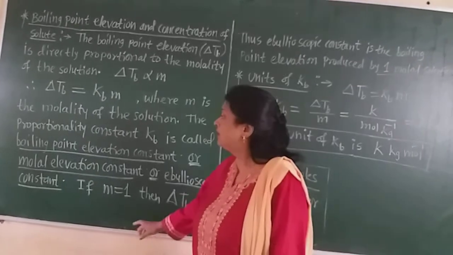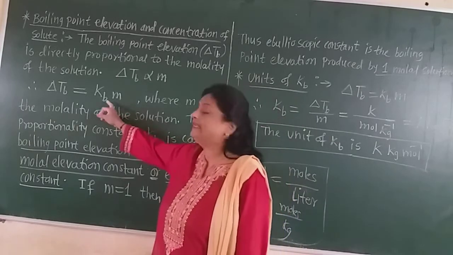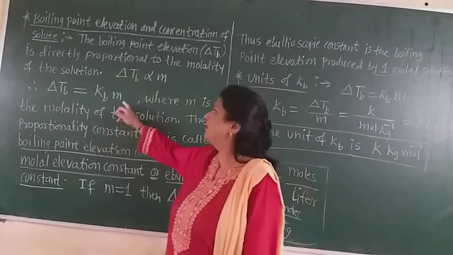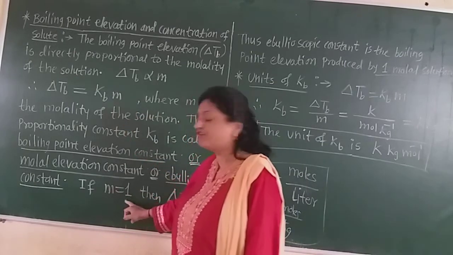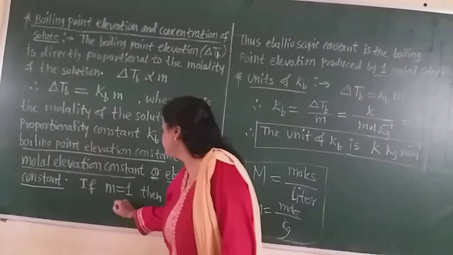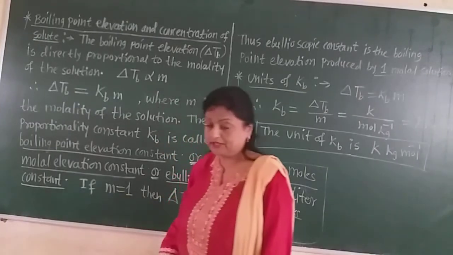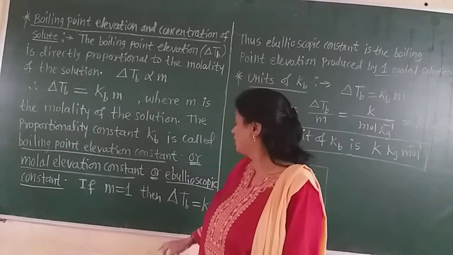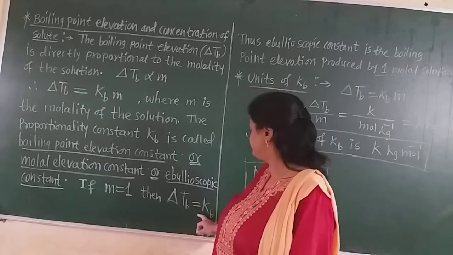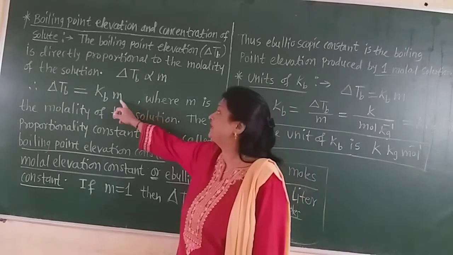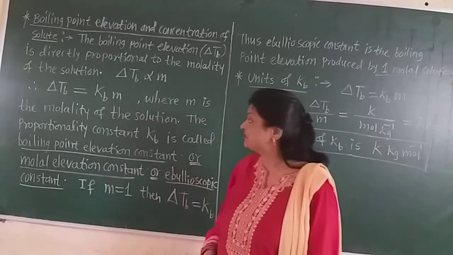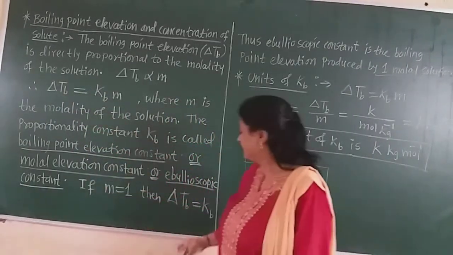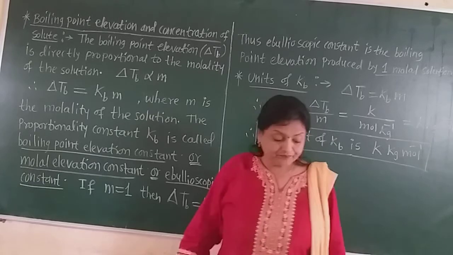Now how do we define this Kb? Now we know that if the molality is taken as 1 molar, if m is equal to 1 molar, that means 1 mole in 1 kilogram. So what is delta TB? If we put here the value of m as 1, then delta TB is equal to Kb into 1. That means delta TB is equal to Kb.